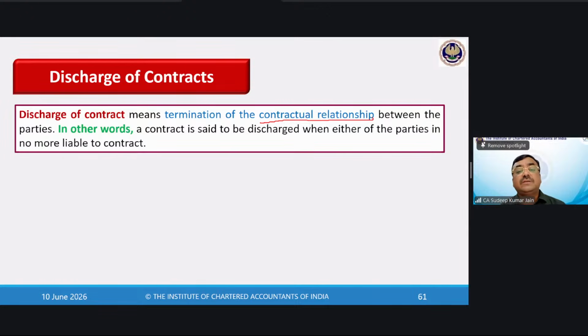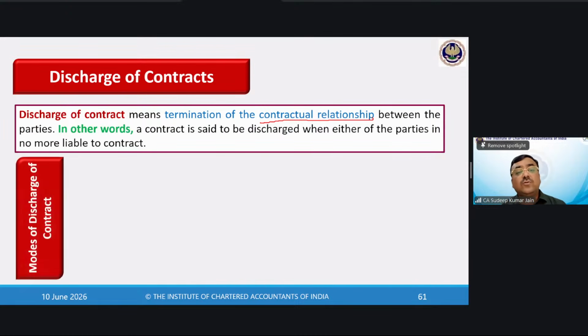Discharge of contract means termination of contractual relationship between the parties. In other words, a contract is said to be discharged when either of the parties is no more liable to the contract.